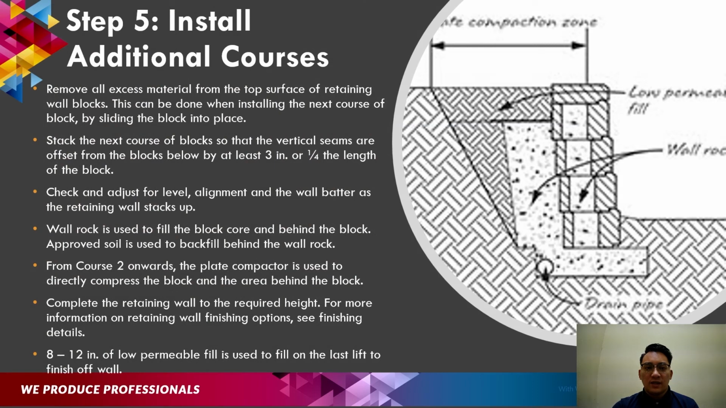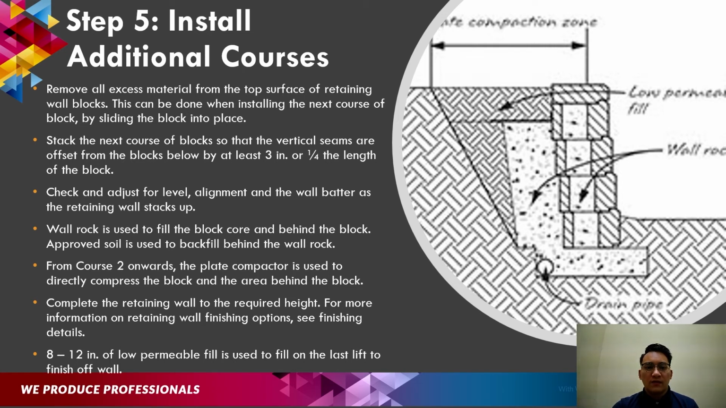And the final step is to install additional courses. First, we will remove all excess material from the top surface of the retaining wall blocks. This can be done when installing the next course of block by sliding the block into place. Next, stack the next course of blocks so that the vertical seams are offset from the blocks below by at least 3 inches or 1/4 the length of the block.